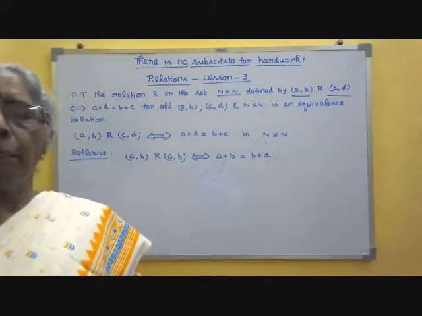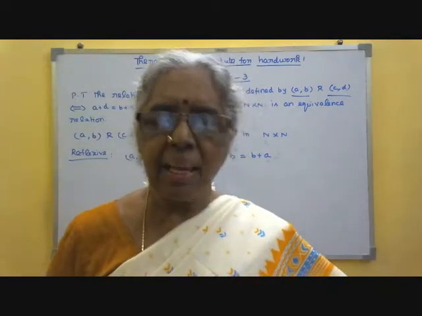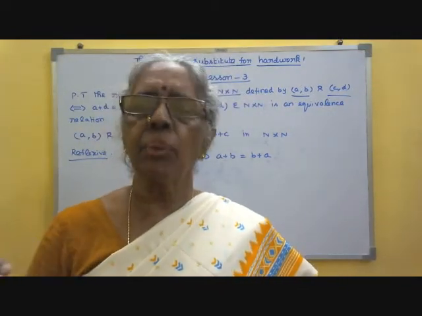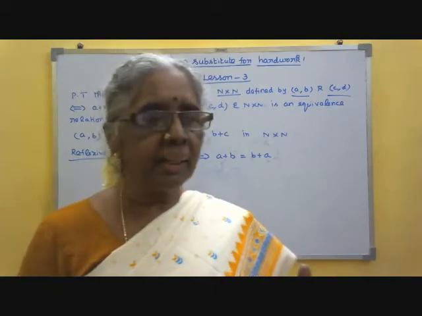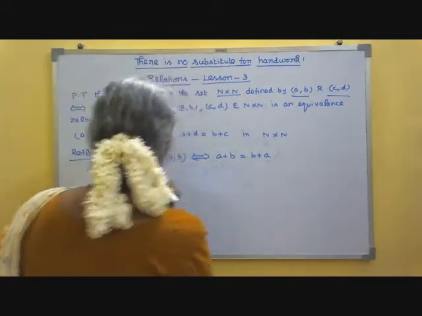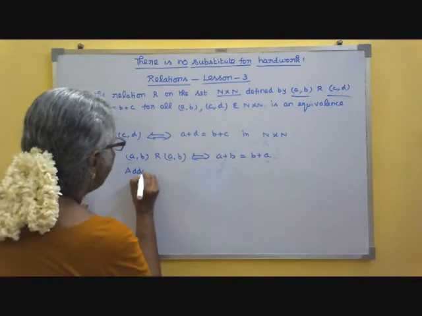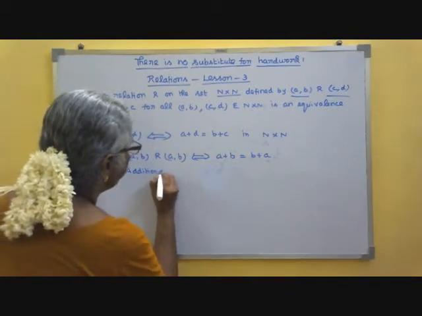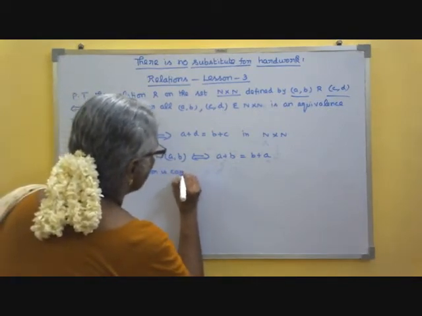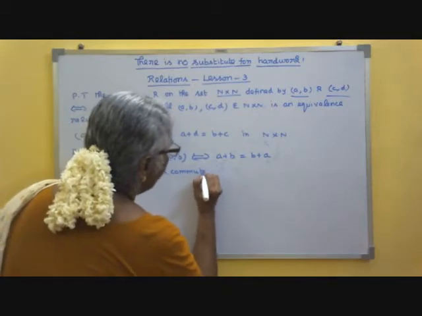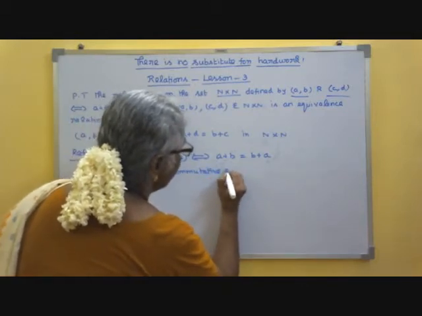You know, A plus B is equal to B plus A because addition is commutative on N cross N, correct? So we will write addition is commutative on N cross N, right?